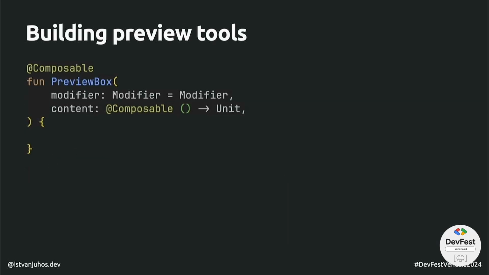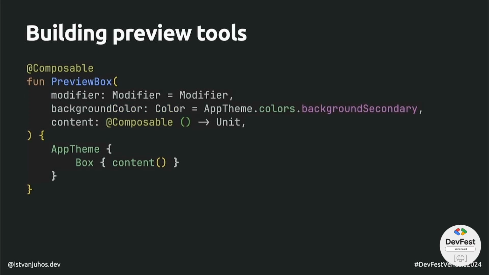Okay, this preview box here can be an implementation that adds the theme to our content instantly. But this wouldn't mean too much, right? Because we're switching up the theme, calling the theme with another composable, so we don't get too much here, right? So let's go forward with the idea. Because we call it a box, we could just wrap our content with a box. And we could add more parameters to the parameter list of this preview box, like setting the background color.